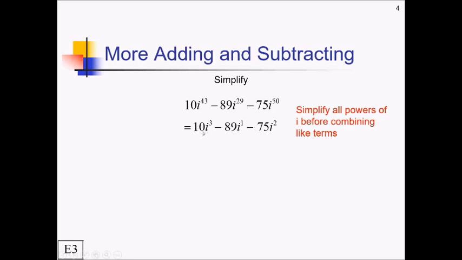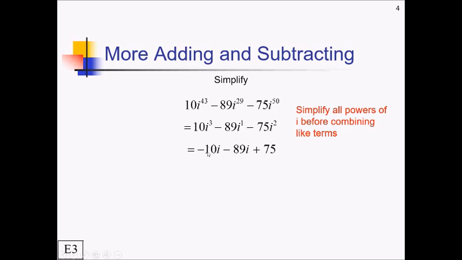10 times i to the third, well, i to the third is really negative i. So this is really negative 10i. And for this next one, i to the first is just i, so we can write minus 89i. And then for this last one, we know that i squared is really negative 1. Negative 75 times negative 1 gives us positive 75. And at this point, when you only have i's, like i to the first power, and constants, you can combine like terms. So we had to do a little work before we could combine anything.